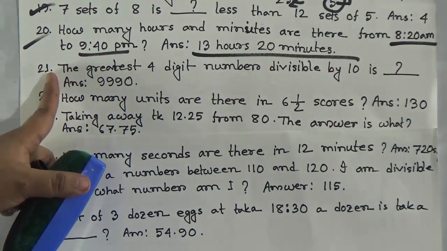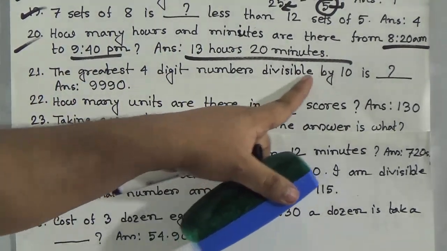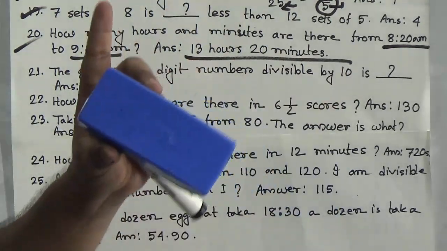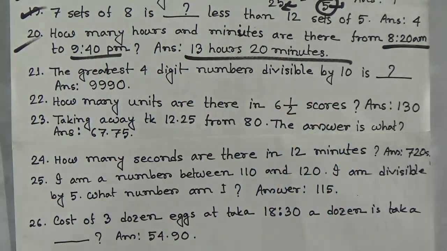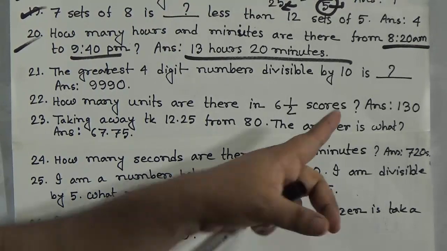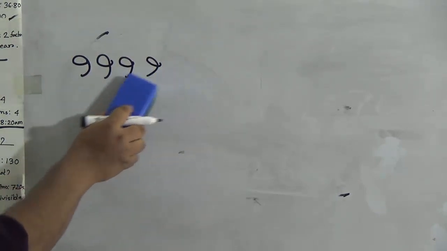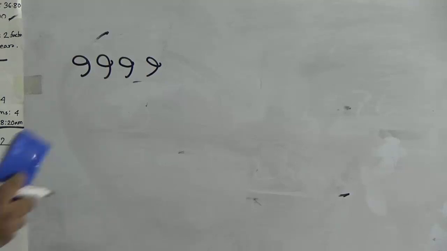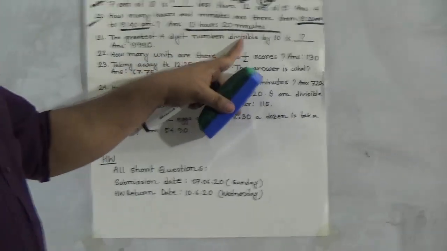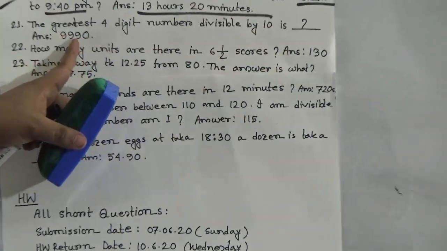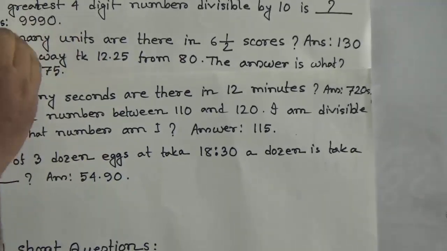So our next question is, the greatest 4-digit number that is divisible by 10. Which number is divisible by 10? At first we know this. A number which has 0 at ones place, we say that number is divisible by 10. The greatest 4-digit number is 9999. But this number is not divisible by 10 because the ones place number is 9. If the number is divisible, then the ones place number will be 0. So the greatest 4-digit number divisible by 10 is 9990.